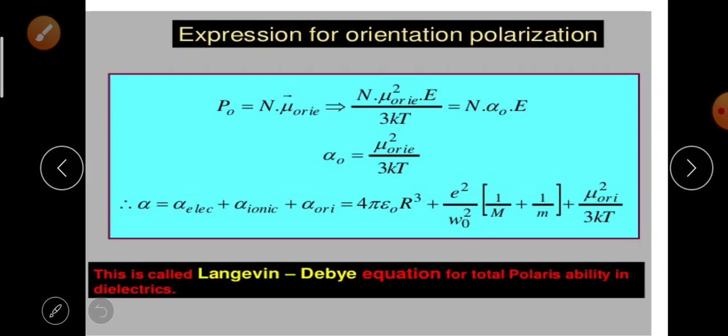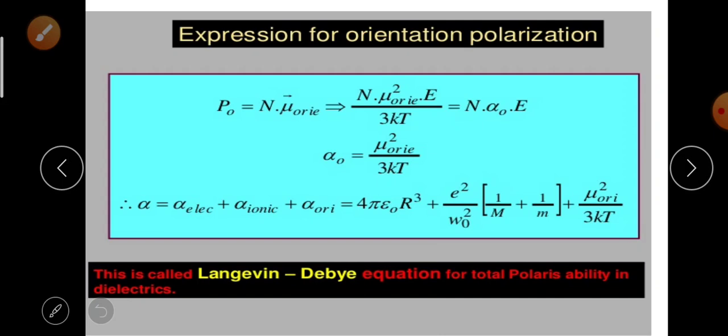Expression for orientation polarization: P naught is equal to n into μ bar orientation. μ bar orientation is equal to n into μ naught, μ orientation squared into E by 3kT, which is equal to n α naught into E, where α naught is equal to μ orientation squared by 3kT.